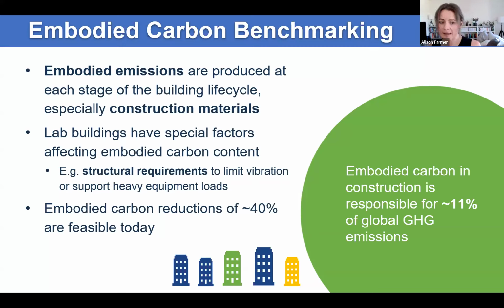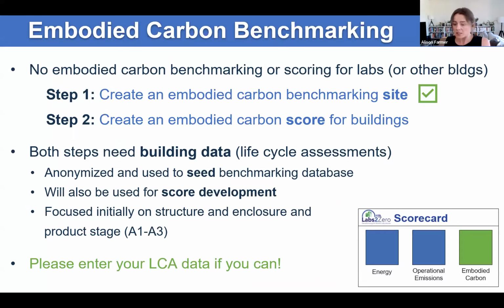So, for example, lab buildings might have more stringent structural requirements to limit vibration or to support extra equipment loads. So it's really important to look at lab buildings in some detail. And it is worth doing all this because we can actually reduce embodied carbon emissions if we try. Reductions of 40% are feasible today, so there are very good reasons to be benchmarking and taking action on embodied carbon in lab buildings. So that's what we decided to do. And it's not something that had been done before really for labs or for any kind of facility.